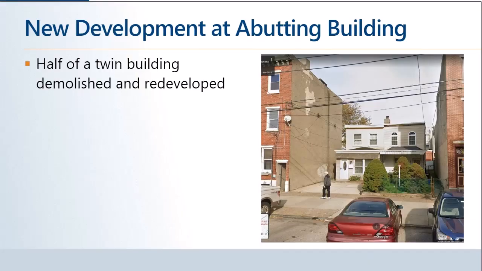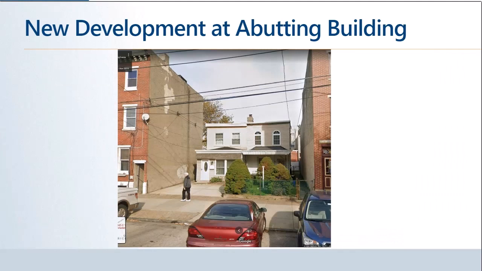So this is an example of a new development at an abutting building. There are these two, we call them twin buildings, in the middle of a downtown area. This is actually in Philadelphia, I believe. And you can see they're slightly different, and let's explore the nuances of that.